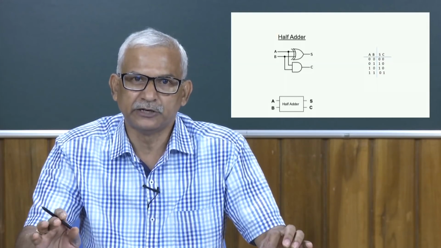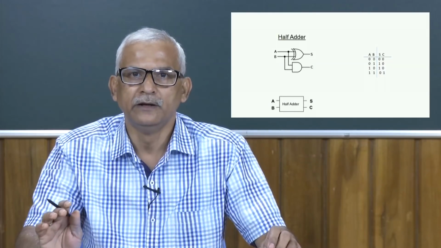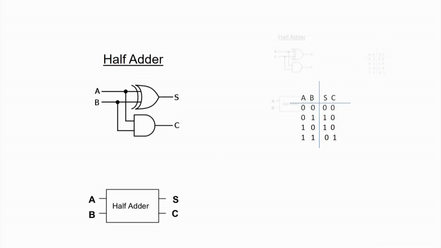In that particular case, the behavior of the half adder can be represented with the help of this particular truth table. So, we have 2 inputs A and B and 2 outputs, the sum bit and the carry bit. S represents sum and C represents carry. When both A and B are 0, then my sum is 0. When A is 0 and B is 1, then sum is 1. When A is 1 and B is 0, then sum is 1. And when A is 1 and B is 1, I am going to get sum as 0, but it is going to generate a carry of 1.